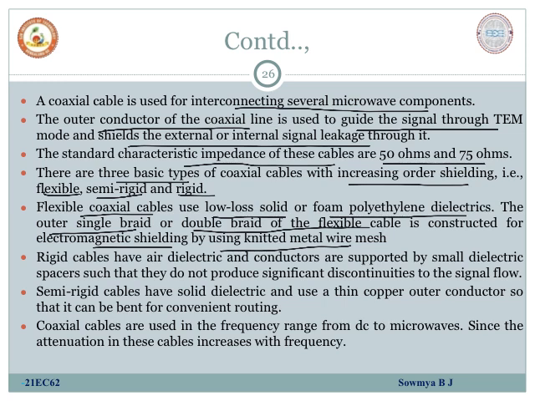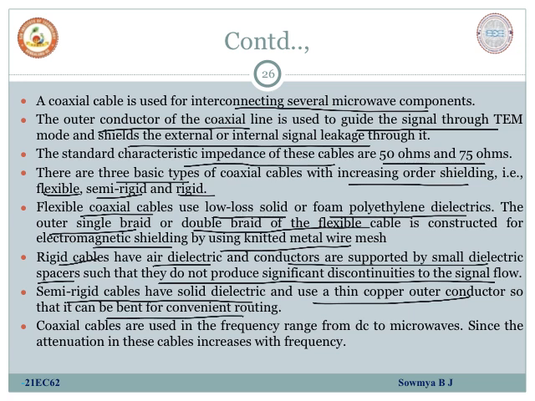And coming to the rigid cables, in the rigid cables we have air as dielectric, and the conductors are supported by small dielectric spaces such that they do not produce significant discontinuity to the signal flow. And coming to the semi-rigid cables, these have solid dielectric and they use a thin copper outer conductor so that it can be bent for convenient routing. These coaxial cables are used in the frequency range from DC to microwaves, since the attenuation in these cables increases with the frequency.